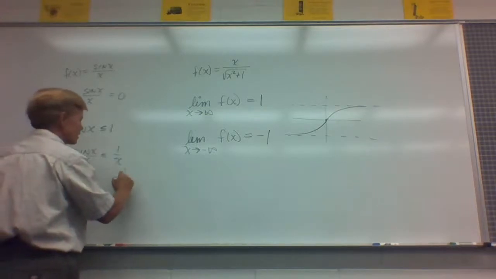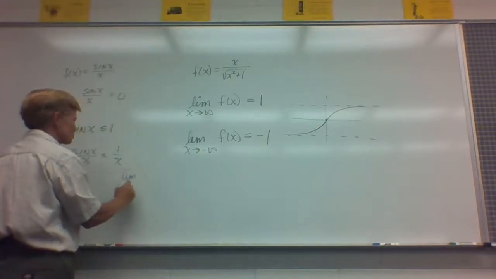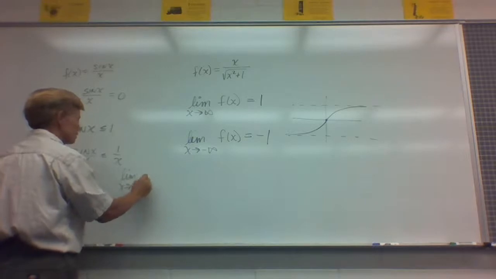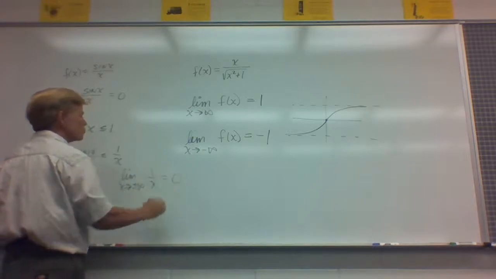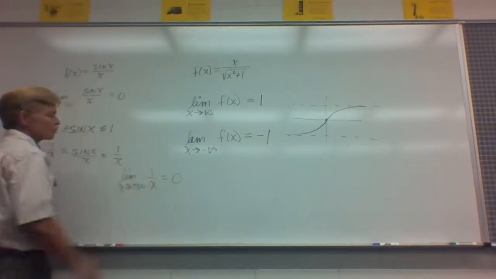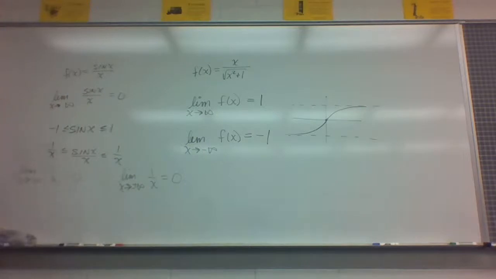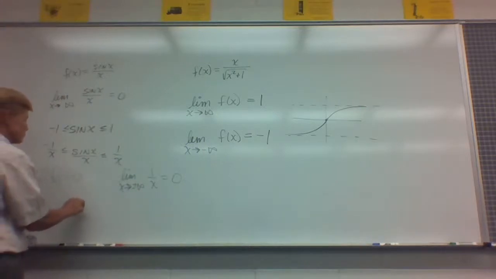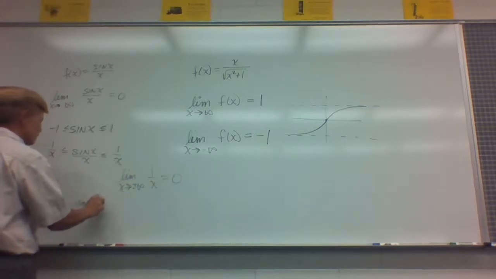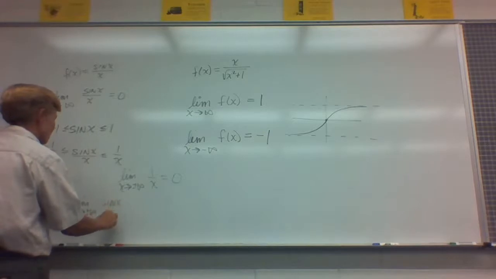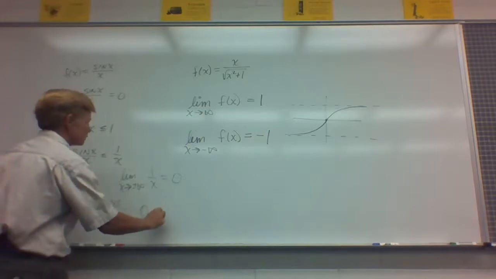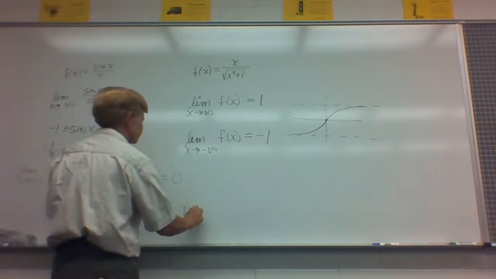And then over here on this side, the limit as x approaches positive or negative infinity of 1 over x is also 0, a constant over something that continues to get bigger. Therefore, the limit as x approaches positive or negative infinity of sine x over x is also 0 by the sandwich theorem.